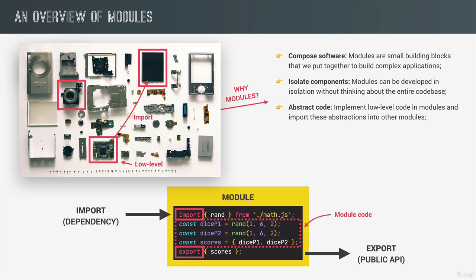Modules also naturally lead to a more organized code base. Because when we break up our code into separate, isolated, and abstracted modules, this will automatically organize our code and make it easier to understand.